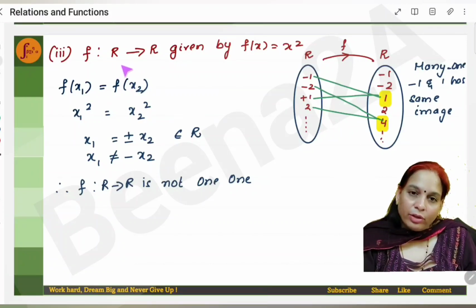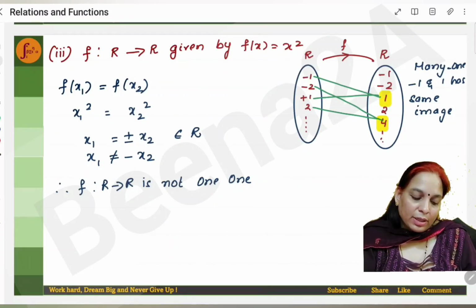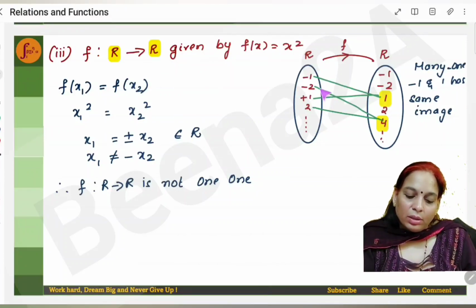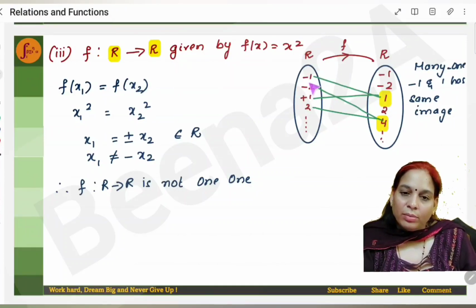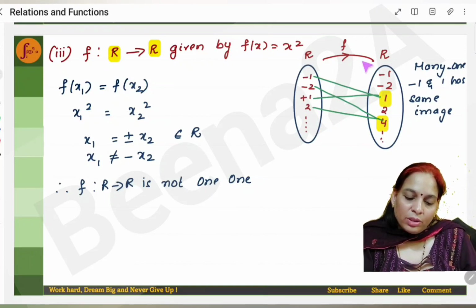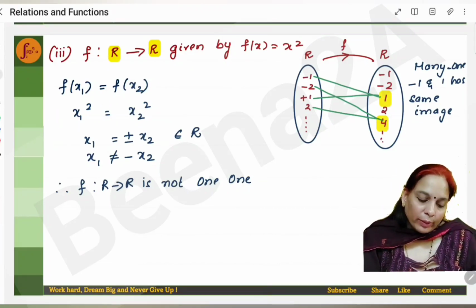Now let's look at a third example. You have to check if the function from R to R, same function, x square, right? But here the sets are different. Both are real numbers. And what are real numbers? It's the set of all numbers, right? Minus 1, minus 2, plus 1, plus 2, fractions, decimals. Now you'll have to see if the function from R to R is 1-1 and onto. Now let's check 1-1.